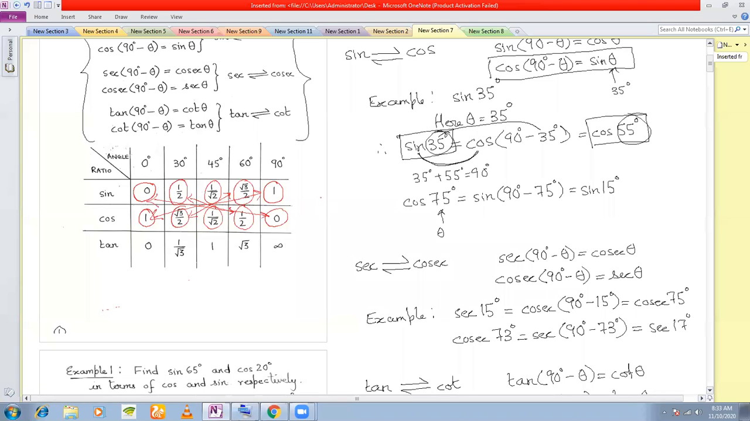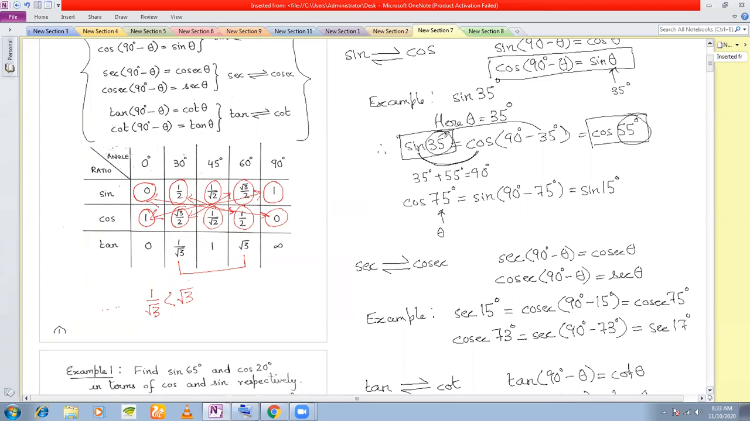Now let us come to tan. Tan 0 is 0, very easy to remember. Now, sometimes people get confused between these two. Tan 30 is equal to 1 by root 3 and tan 60 is equal to root 3. So how to remember? Remember that 1 by root 3 is less than root 3, because you have root 3 in the denominator there.